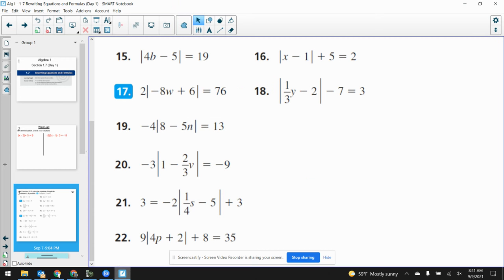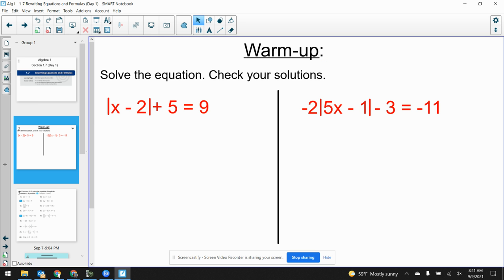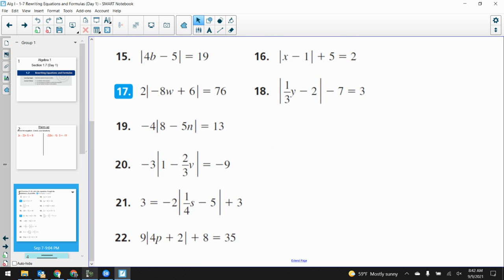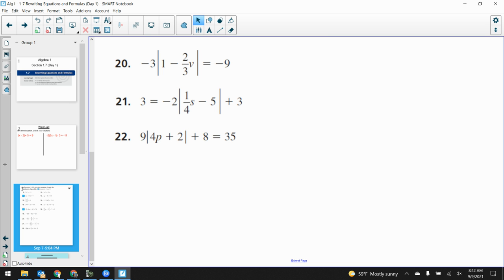And we're back, folks. All right. So, again, this is section 1-7, day 1. The warm-up is up here, so if you'd like to pause, do the warm-up, and then play whenever you're ready. I'm going to go over the homework here now. We're going to go through question 21. Let's make sure we have our homework out to go over it with us.